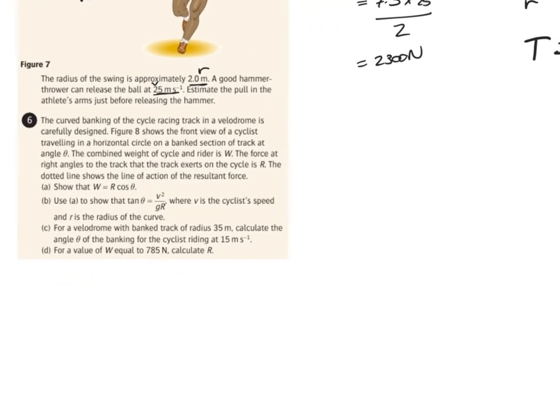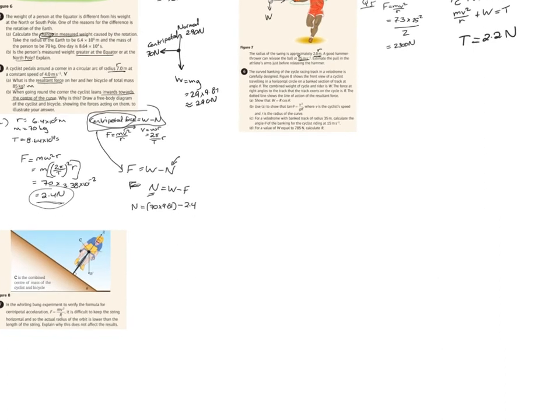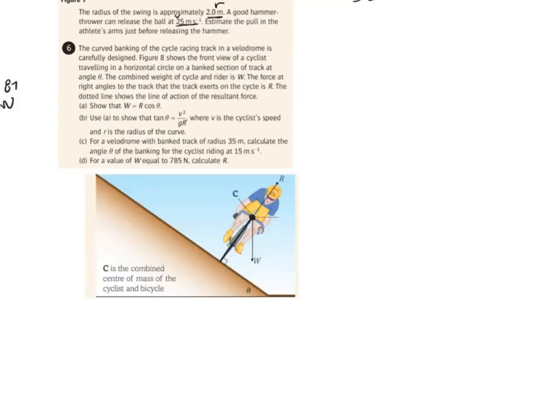Question 6. The curved banking of the cycle racing track in the velodrome is carefully designed. It shows it in figure 8. So just move the picture here so we can see it clearly. It shows a cyclist traveling in a horizontal circle on a banked section of the track at angle theta. It doesn't clearly show, oh, there's a theta angle there.